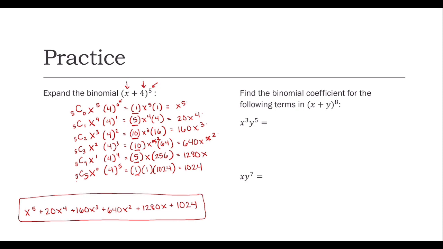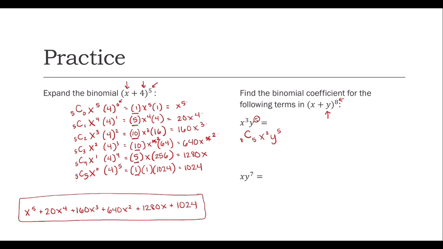So now we need to find the binomial coefficient for the following terms in x plus y to the 8th. So here we have x cubed times y to the 5th. And our coefficient is going to be something choose something. So the first number is going to be our exponent, so this 8. So we have 8 choose. The second number is going to be our exponent of the second thing in our binomial, so the y's exponent, so 5. So we have 8 choose 5 of x cubed times y to the 5th.